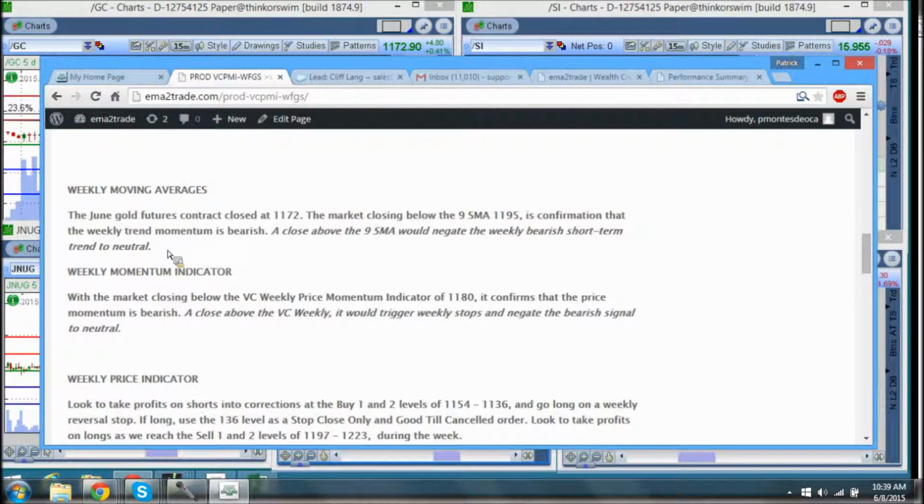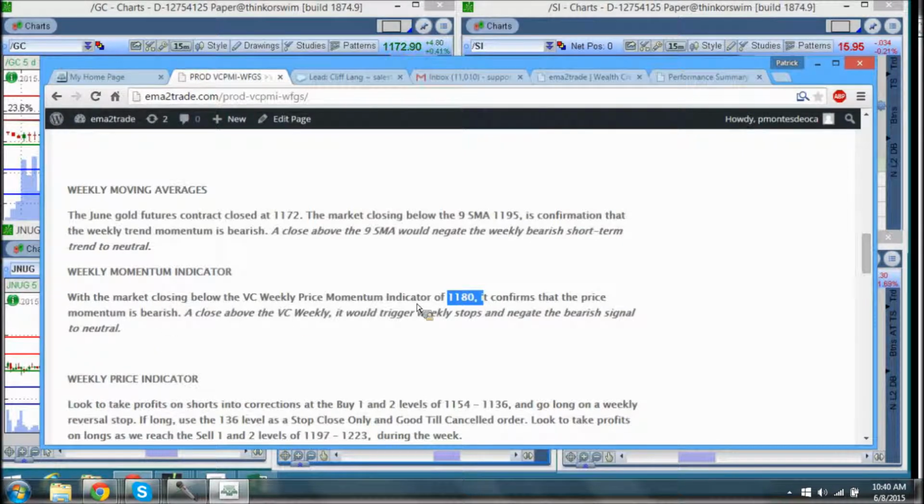The second component that we use is the weekly momentum indicator, that is basically the metrics or the pivot point for the week that identifies the trend. Above the pivot is an uptrend, below is a bearish trend. With the market closing below the VC weekly price momentum indicator of 1180, it confirms that the price momentum is bearish in the gold. But it also tells you that a close above the VC weekly of 1180 would trigger weekly stops and negate the bearish signal to neutral.